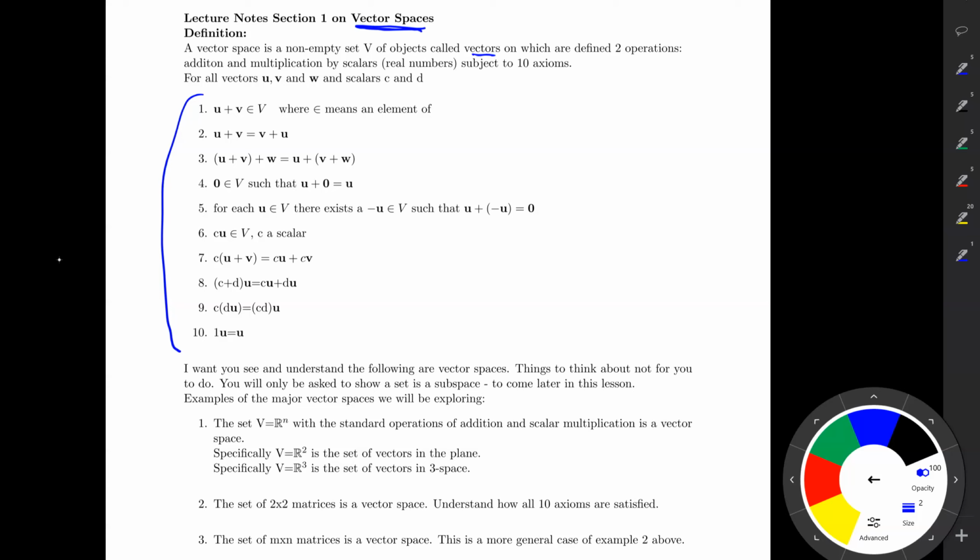We're going to find that the set of vectors in V2 is a vector space. The set of vectors in V3 is a vector space. So a lot of it's going to make sense, and then I'm going to show you when it doesn't turn out to be a vector space or a subspace.